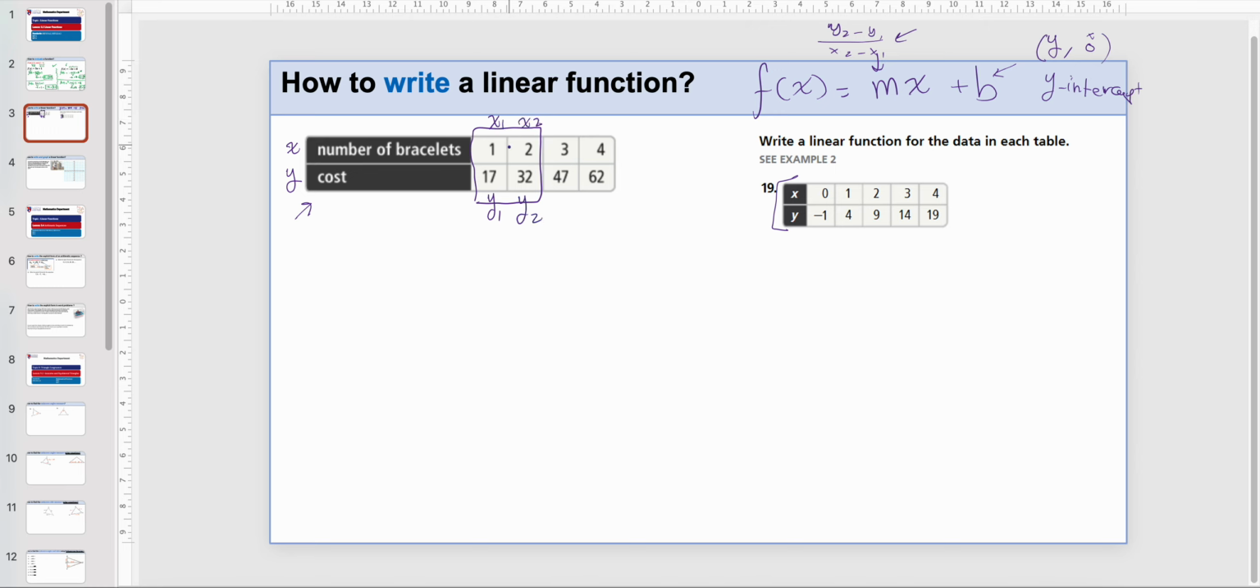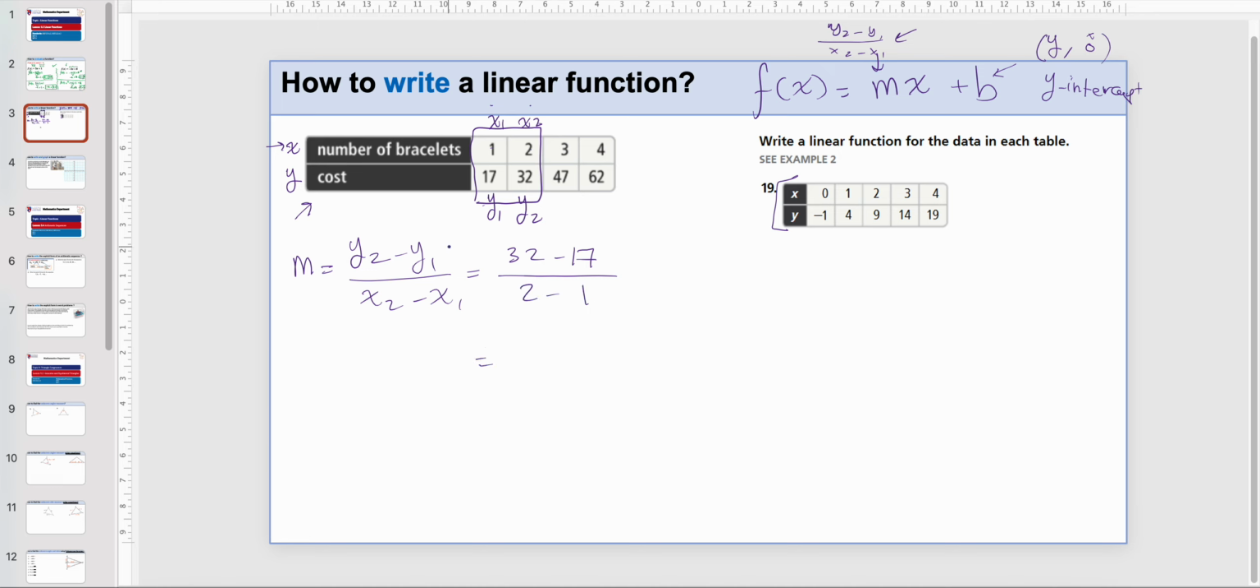After you name the points, make sure that you don't name them as x1, y1, x2, y2 in the wrong way. The whole row is x values, so all of these are x values. It cannot be x and y. Same thing there. Now, go ahead and start working with the slope. So slope m equals y2 minus y1 over x2 minus x1. y2 is 32 minus y1 is 17 over x2 is 2 minus x1 is 1.